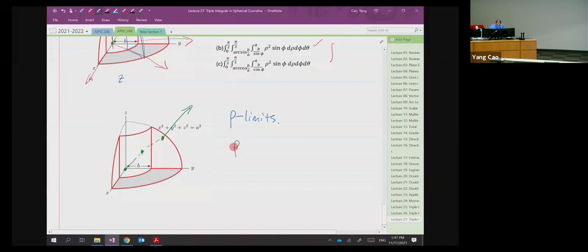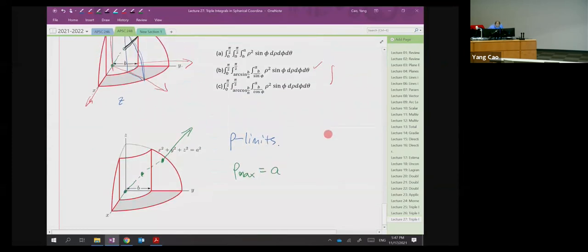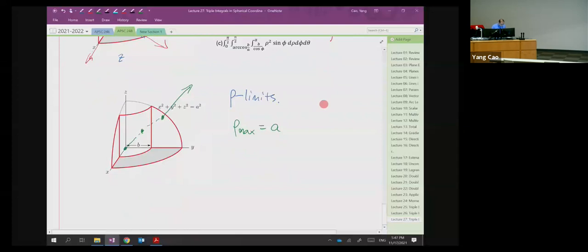So I think you can immediately tell me what rho max is. What's rho max? Excellent, rho max is 8. That confirms our finding here. Rho max is 8. So what is rho min then?